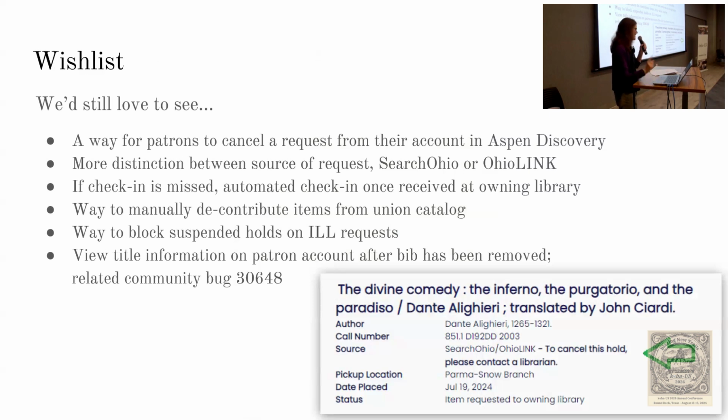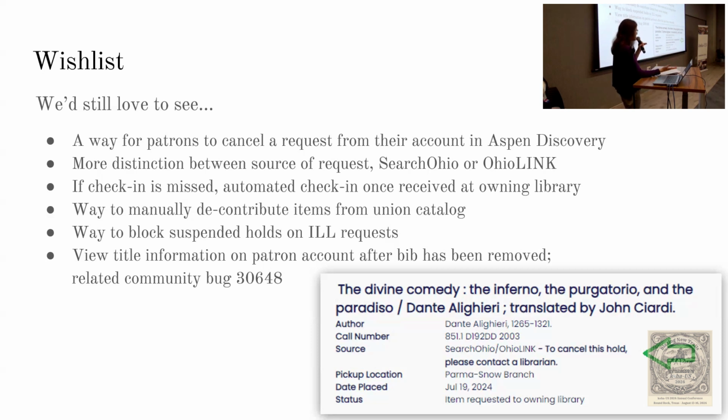However, there's always a wish list slide at the end of these. Some of the things that we would like to see yet, and I just do have to say that, we've been back on borrowing since September of last year, and given the sheer number of things that we're taking out and lending every month, this is going extremely well for us. Things we'd still like to see, we'd like patrons to cancel a request from their own account in Aspen Discovery. Right now, there's not really an ideal way to do that, so we're looking to do that still.